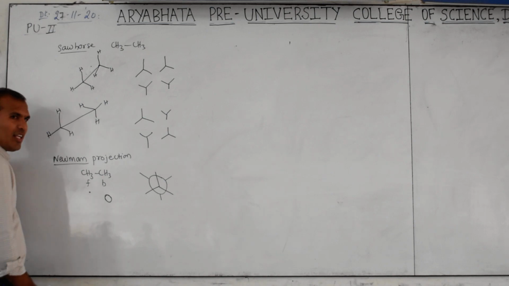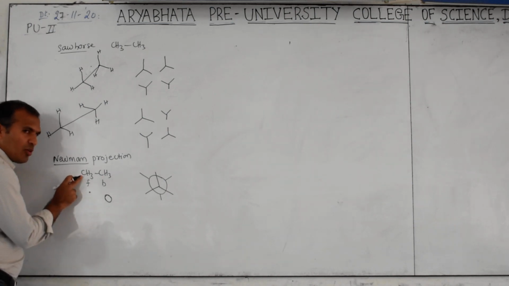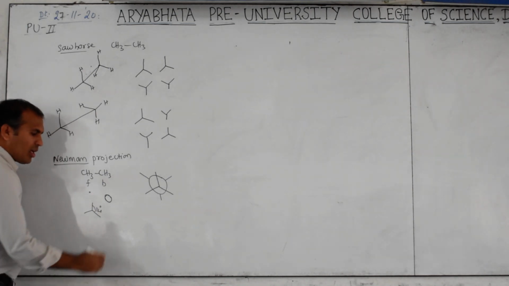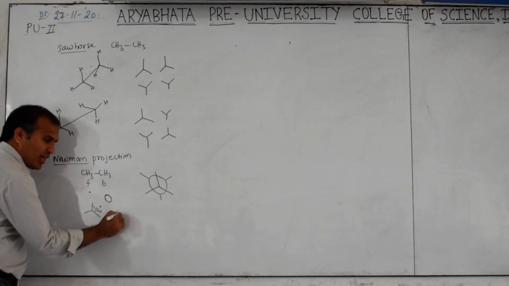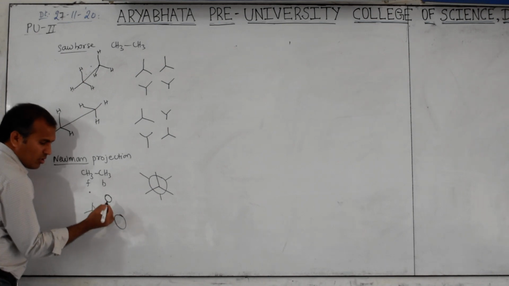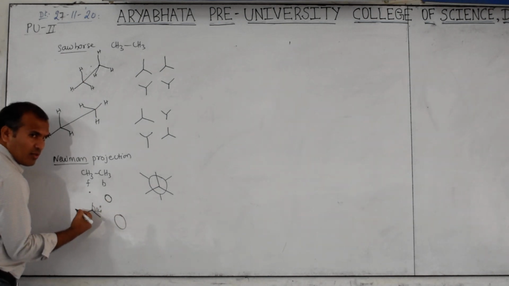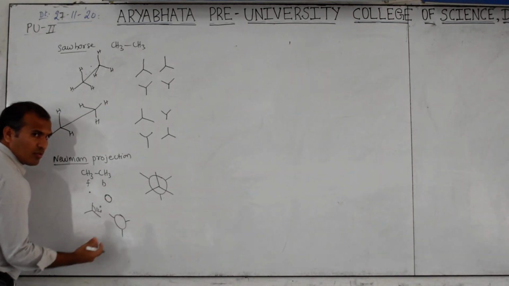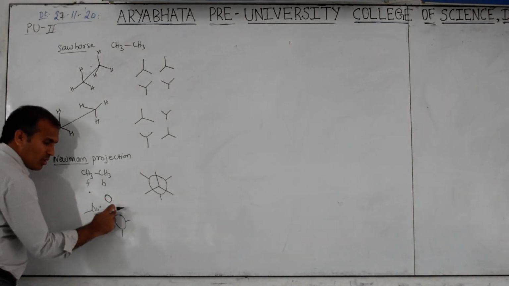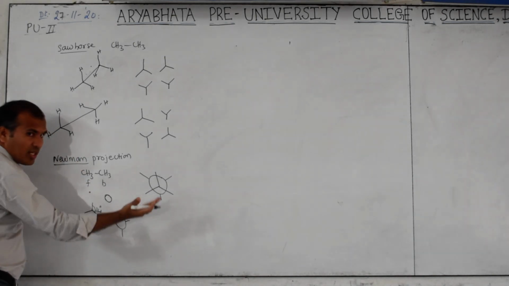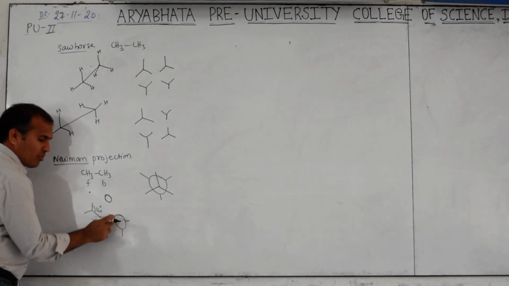Okay. Now, at this front carbon, how many groups are there? 3. The 3 groups are with 120-degree angle. Here also 3 groups are with 120-degree angle, but they are projected from the outside. They are projecting out from the circle. Okay. So like this, projecting out. What do you call it in mathematics, the circumference? From outside, not this inside. So like this, you have to project.